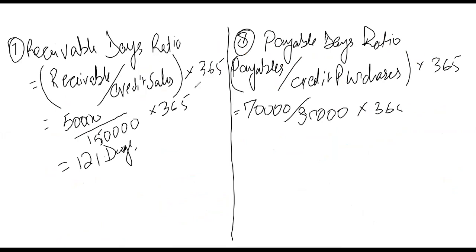multiplied by 365. Calculating both these ratios simultaneously will give me a clear idea whether our company is struggling with recoverability, or whether our company is in the advantageous situation of paying money after receiving it from our customers. Let me find out the answer. 70,000 divided by 80,000 multiplied by 365 is 319 days.